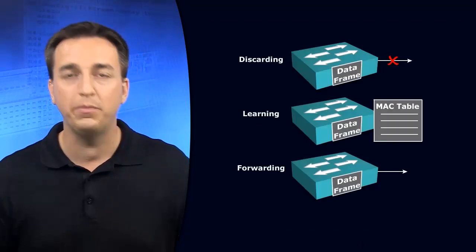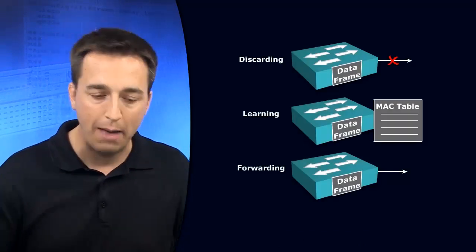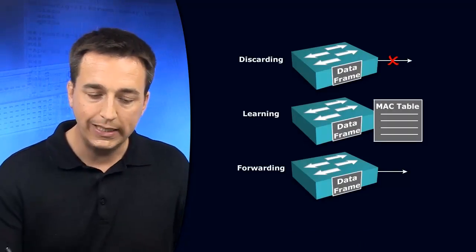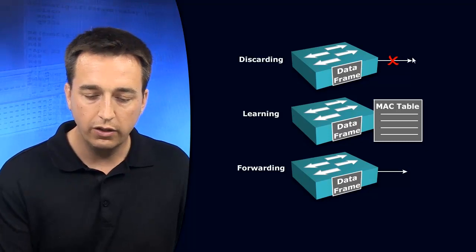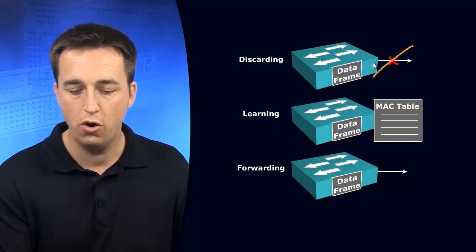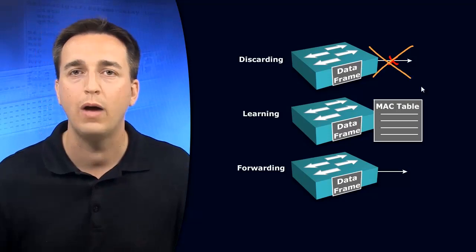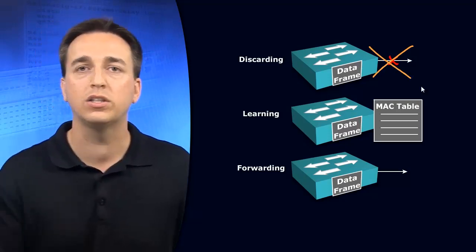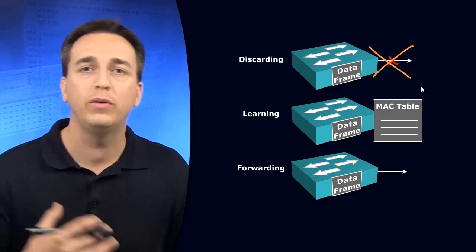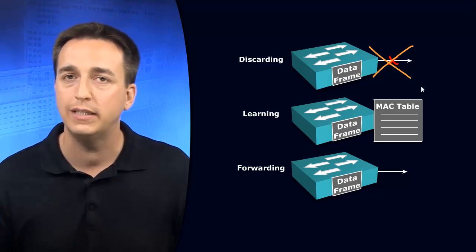So if we examine some of these in a little more detail, for rapid spanning tree protocol, you can see that in discarding, no data frames are sent. No data frames are sent whatsoever out that interface that's discarding. No data frame should be received inbound on that interface either.